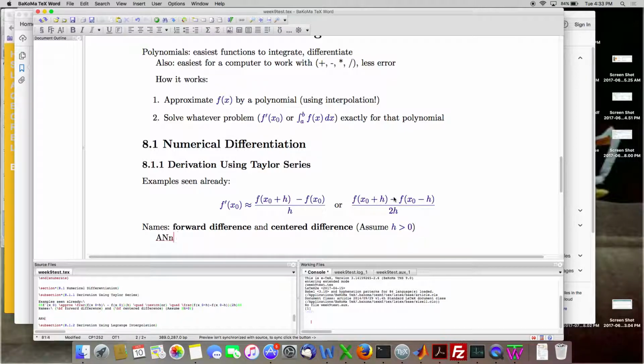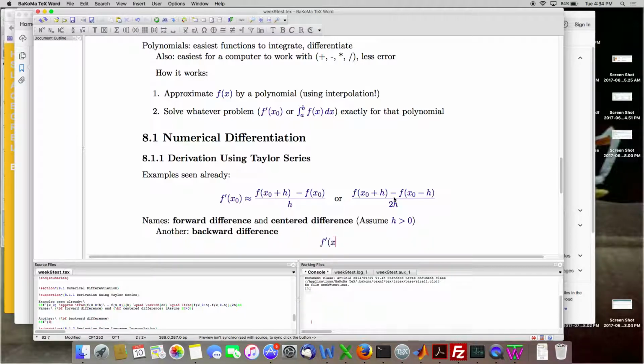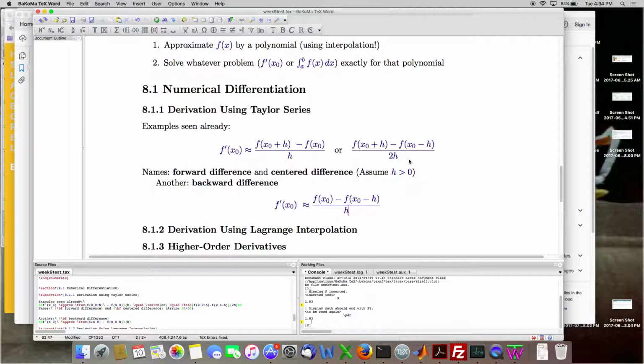Another related formula, if we take the forward difference and just replace h by minus h throughout, okay. So then we have f of x naught minus f of x naught minus h. So we're using only information to the left, backward from x naught. That is called the backward difference. Okay.